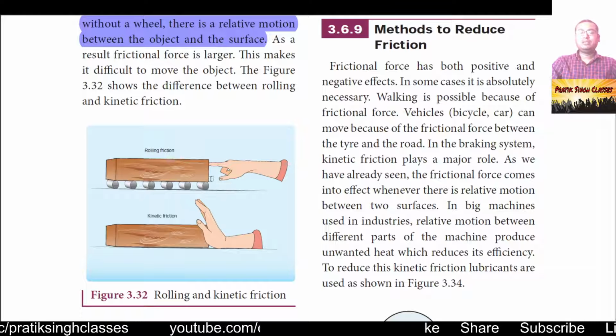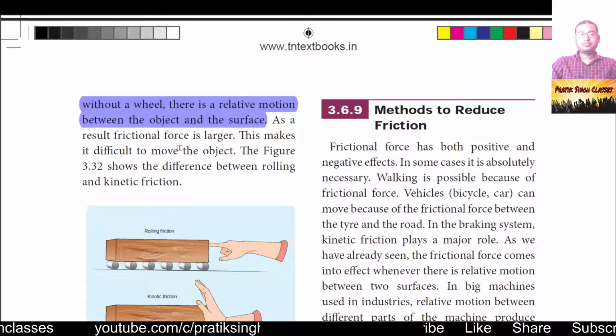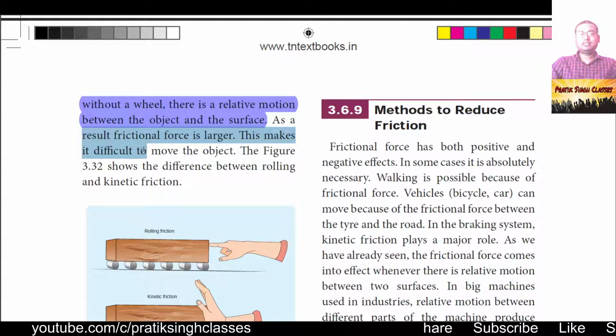or pull it when it is kept on rollers, and we do not need to exert very high force. But here, as it is kept on the surface in the second figure, the surface in contact is large, and so we need to exert extra force because a very high amount of frictional force acts there. As a result, the frictional force is larger. This makes it difficult to move the object.